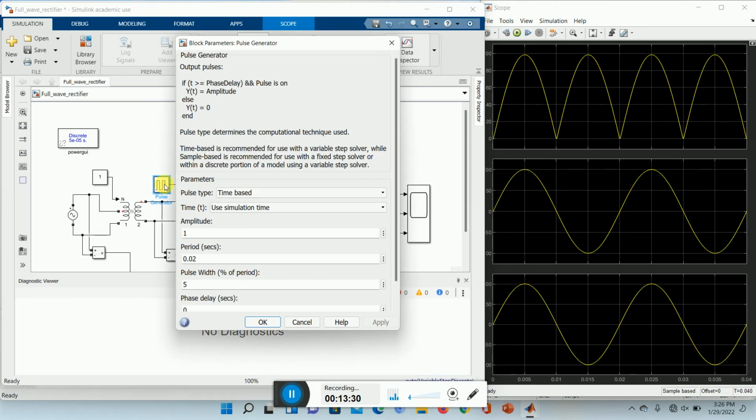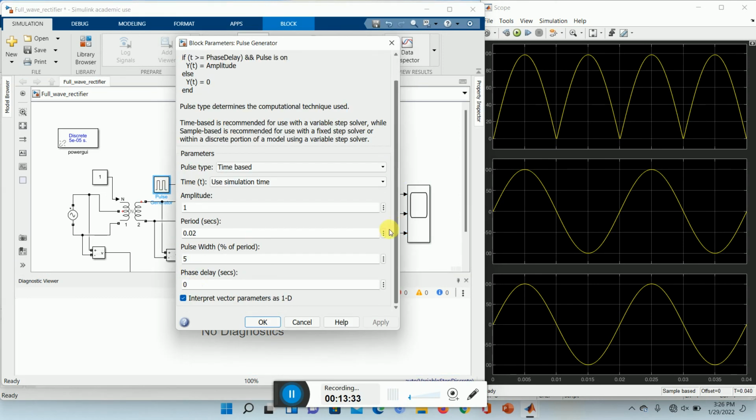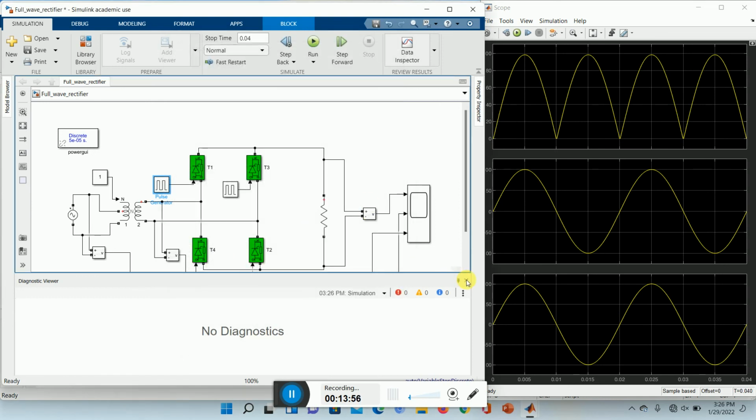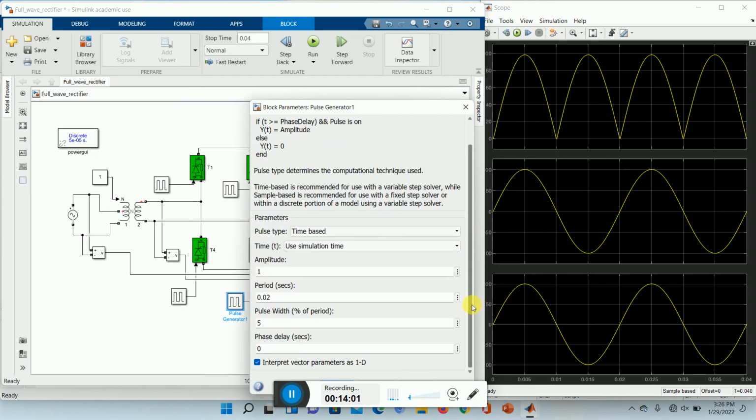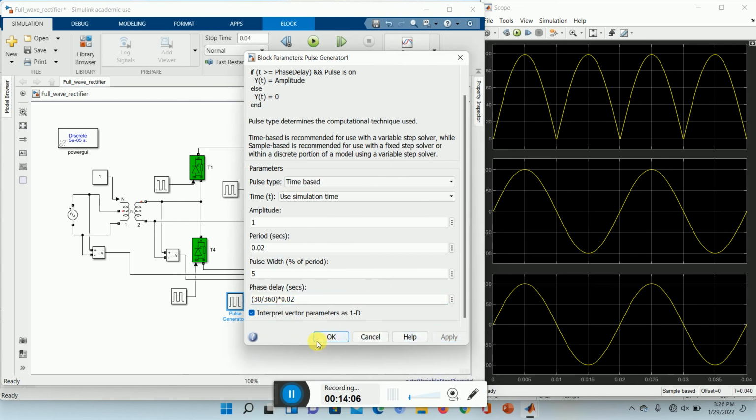Let's change the gate pulse. Instead of 0, let's make it 30 divided by 360 times 0.02. That is, we are giving alpha equal to 30 degrees. Copy this, apply the same to the other one. This is 1 and 2, so we just give it to this one. Apply.